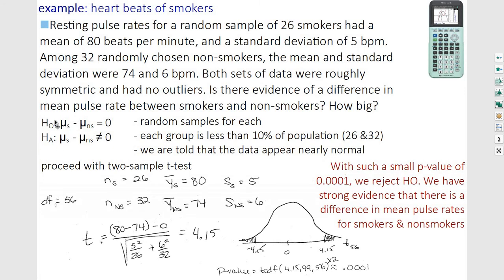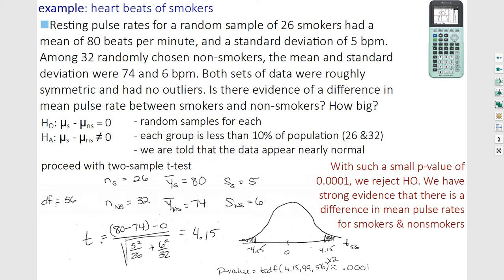Okay, so you start with your hypothesis. So we have the difference is 0, smokers and non-smokers. You may want to label that. S means smokers and N means non-smokers. Let's see, you have your assumptions, random samples, each group is less than 10%, and we are told the data appear normal. Okay, so we proceed with the two-sample t-test. So here you would describe everything, the number of participants, the mean and the standard deviation of both, and let's see, our degrees of freedom would be 26 plus 32 minus 2.